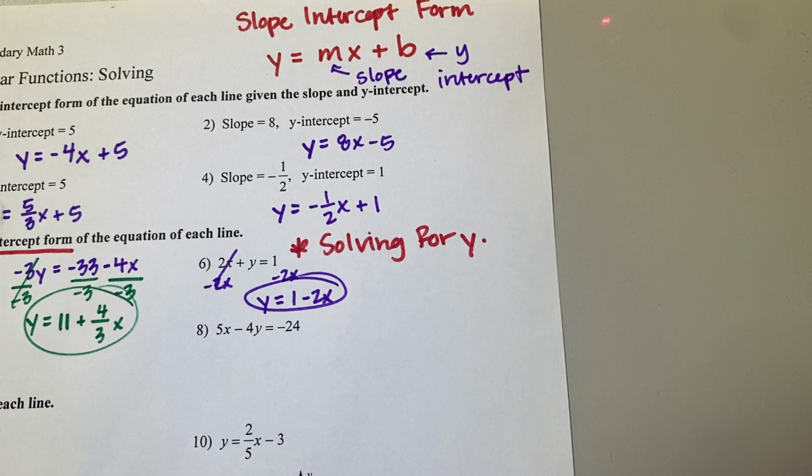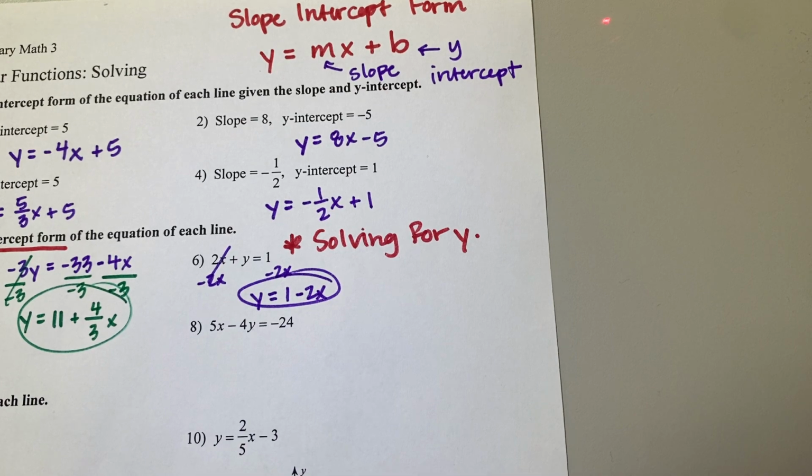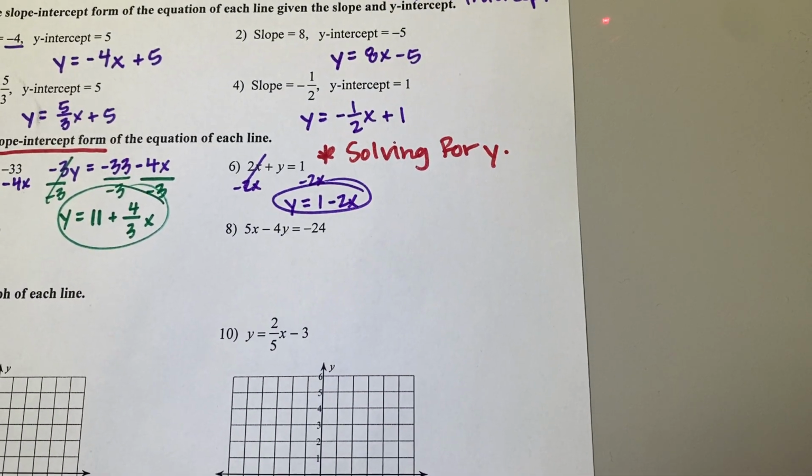Okay, so we're all done. Y's all by itself. Okay, let's just do one of the next two. Do you guys want to do 7 or do you want to do 8? Which one looks harder? Which one do you want to do? 8? Okay, let's do 8. We'll skip 7.